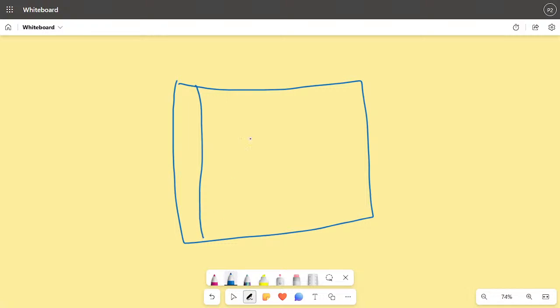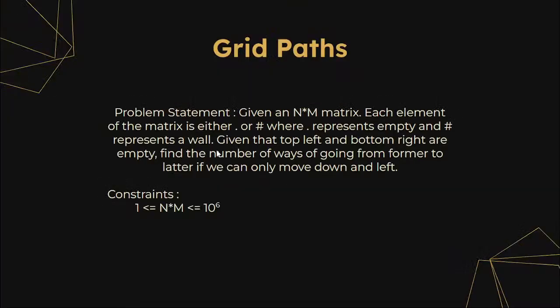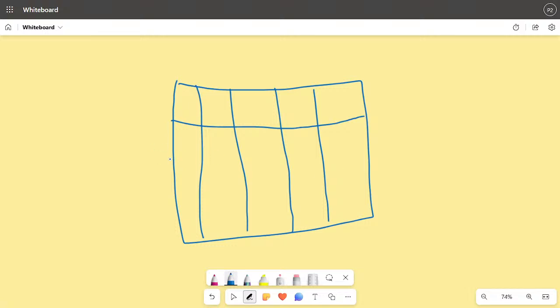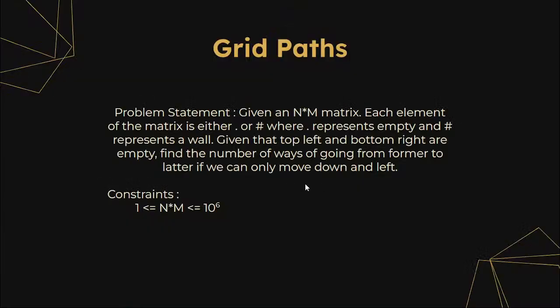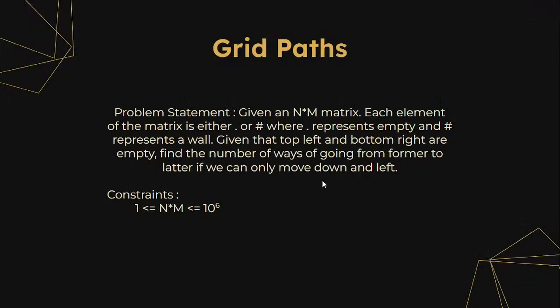in this grid there can be walls or there can be empty spaces, and we have to go from, where do we have to go? We have to go top left to bottom right. Okay, so we have to go from here to here, and we can only move down and left. Okay, so we cannot move in cycles and we can only move down and left, and we have to calculate the number of moves if we move down and left.